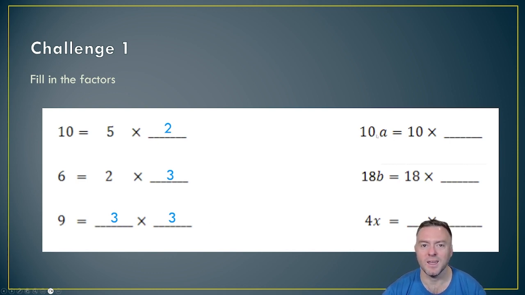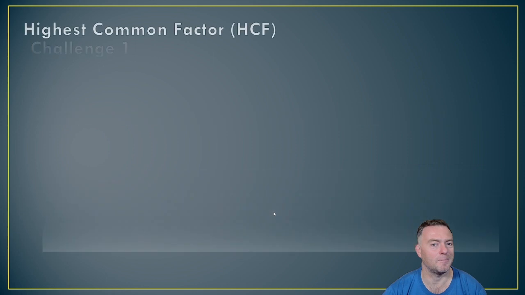And then if you had 10a, that's the same as 10 times a. And then 18b is the same as 18 times b. And then 4x, I mixed up, did 2 and 2x. You could have done 4 and 1x, or you could have done 4x and 1. There's a whole heap of different factors that you could have merged together.